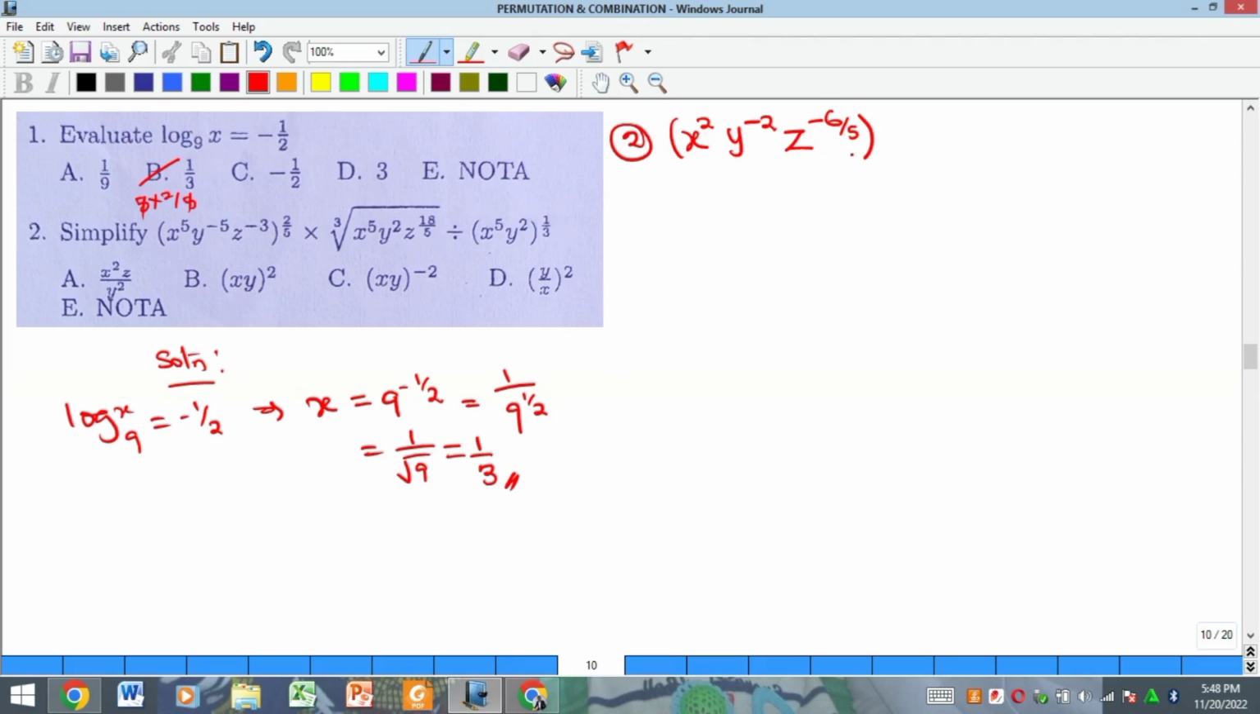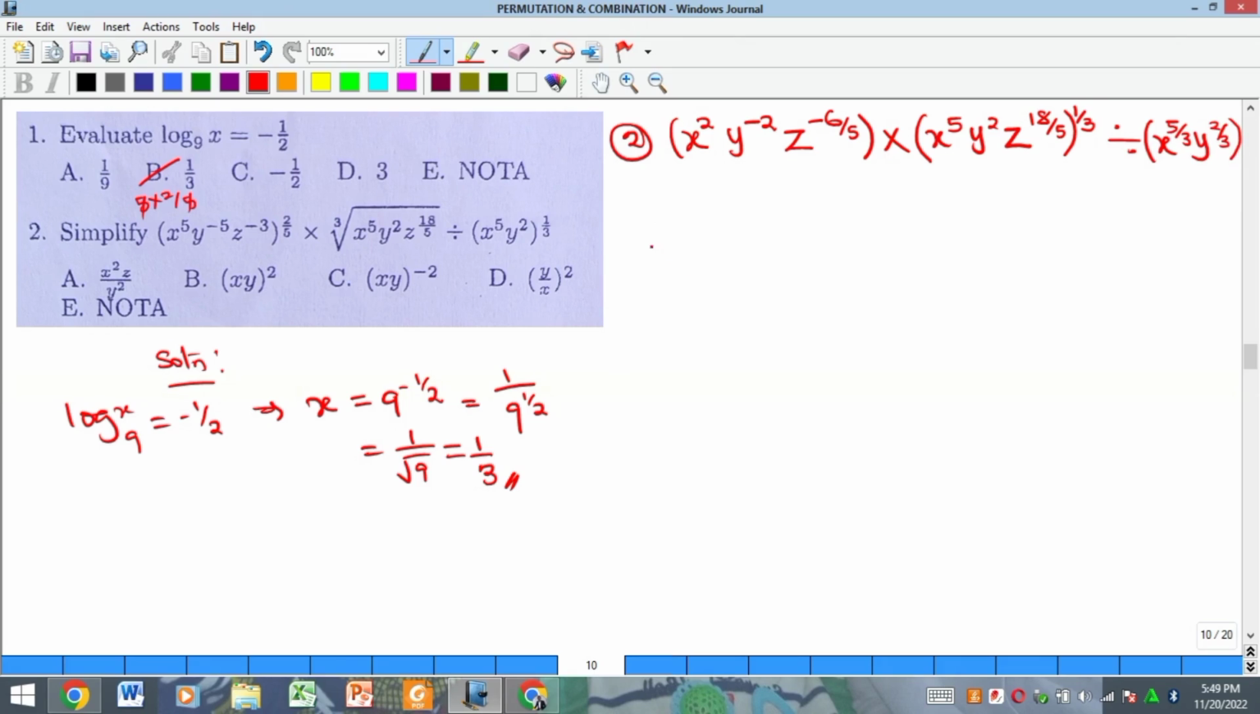Okay, then this is times. Now remember that root means power of a fraction. That means this is the same thing as x raised to the power of 5 multiplied by y raised to the power of 2, z raised to the power of 18 all over 5. And then the cube root here means all raised to the power of 1 over 3. We can also open this bracket, and when we do that, we will have x to the power of 5 all over 3, that's 1 over 3 multiplying 5. And then we now have y raised to the power of 2 over 3.